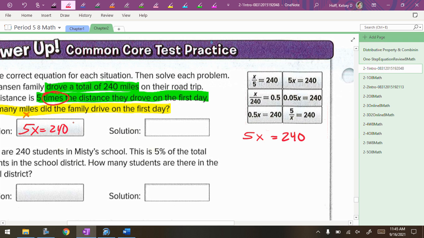Times in math means multiply. So 5x equals 240. Right here, you should have chosen 5x to equal 240. How do I solve for x? Divide each side by 5. X equals 48, I believe, right? 48 miles.